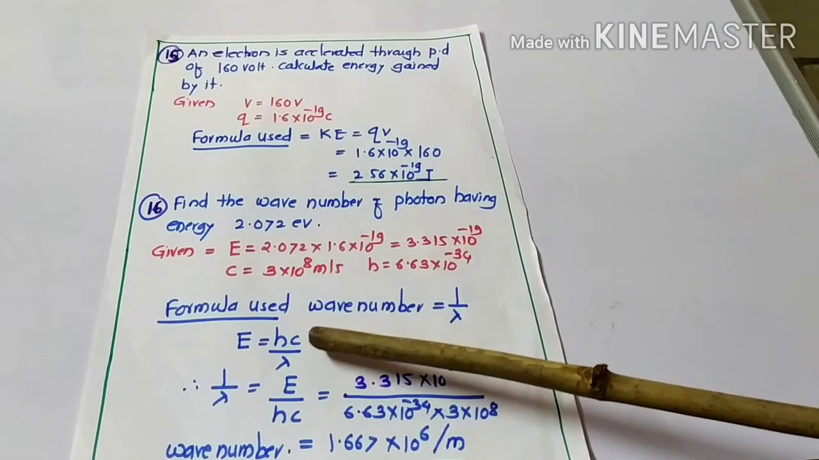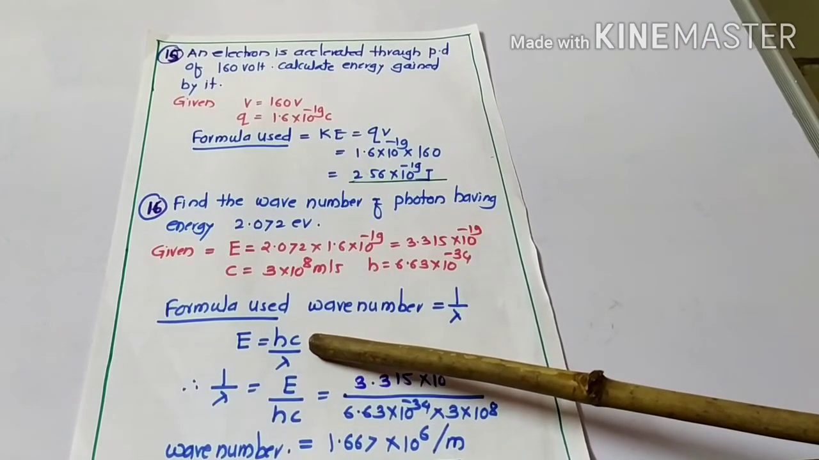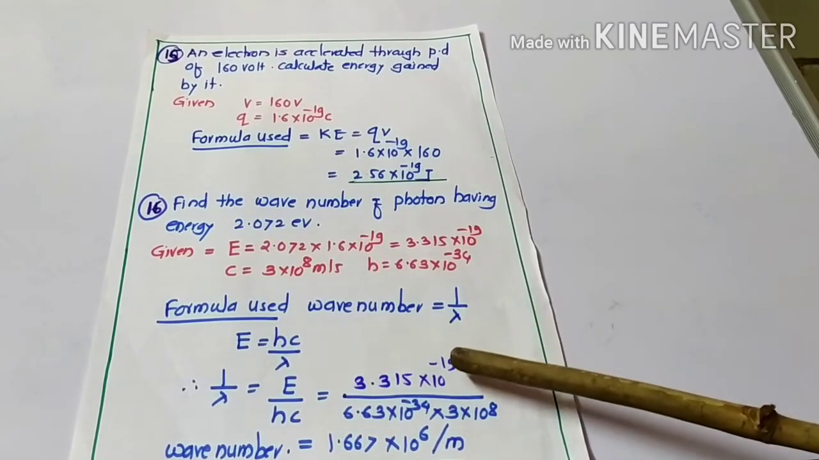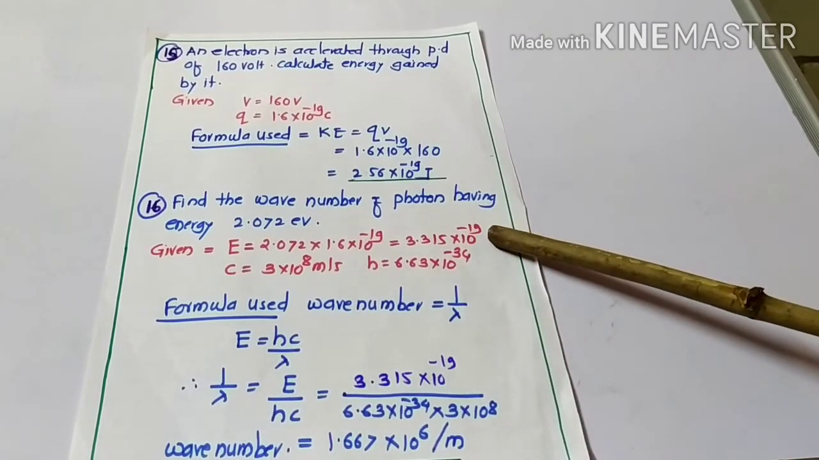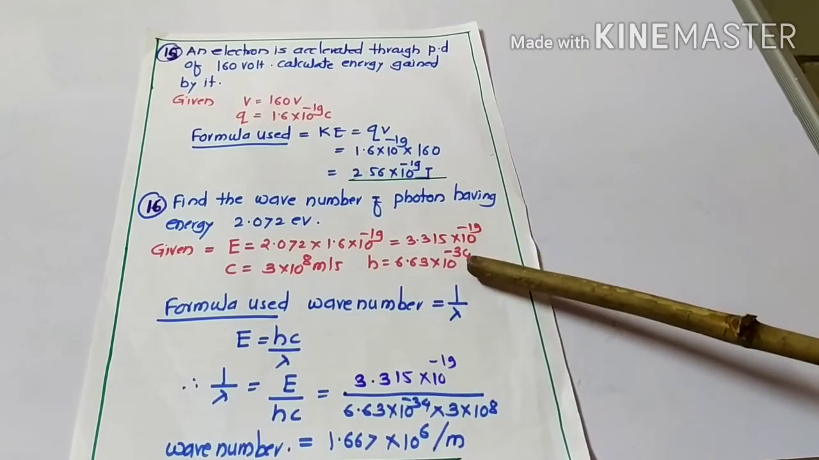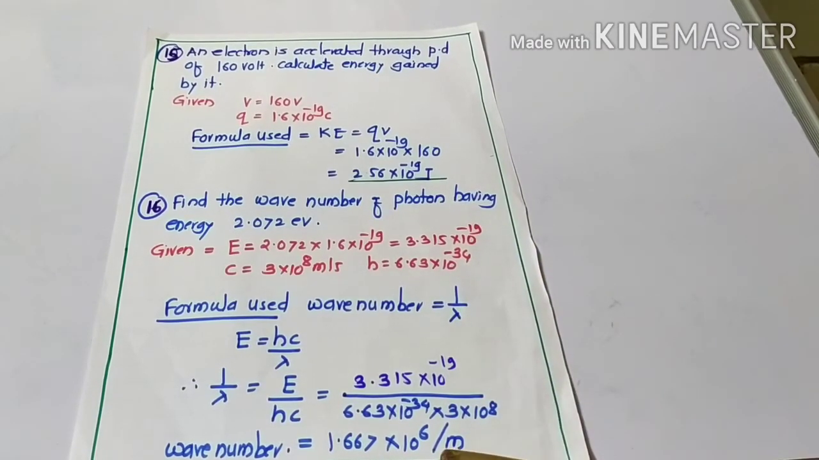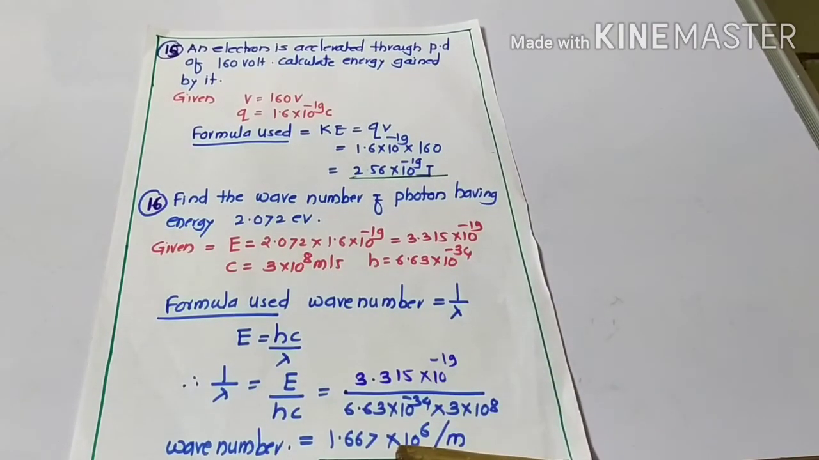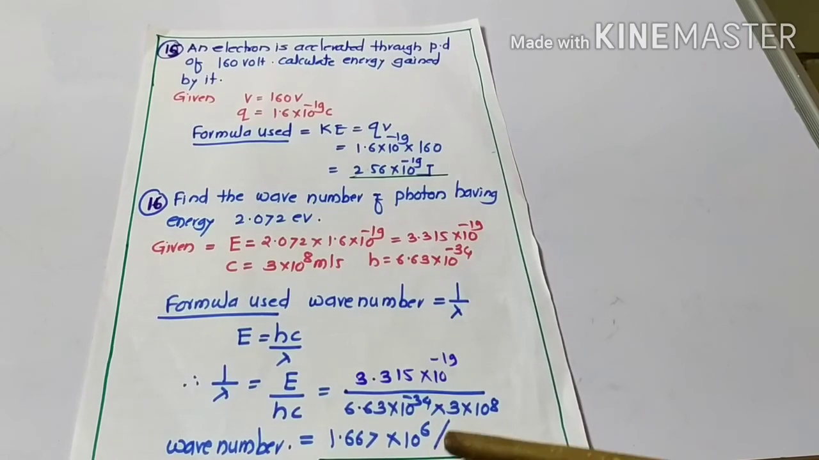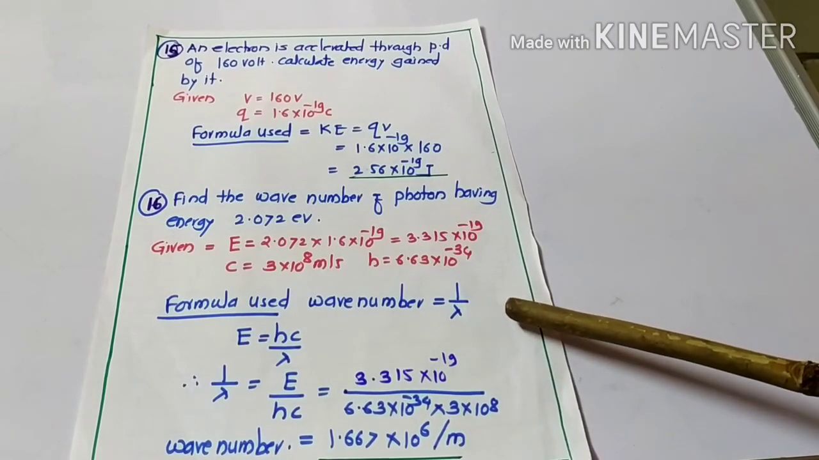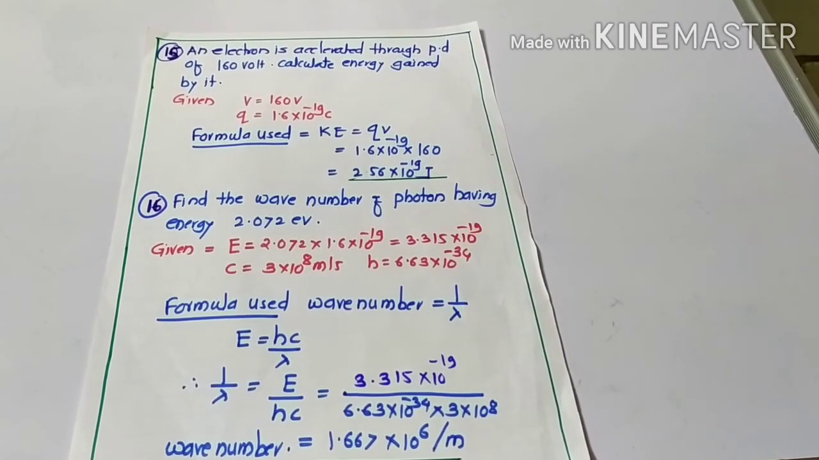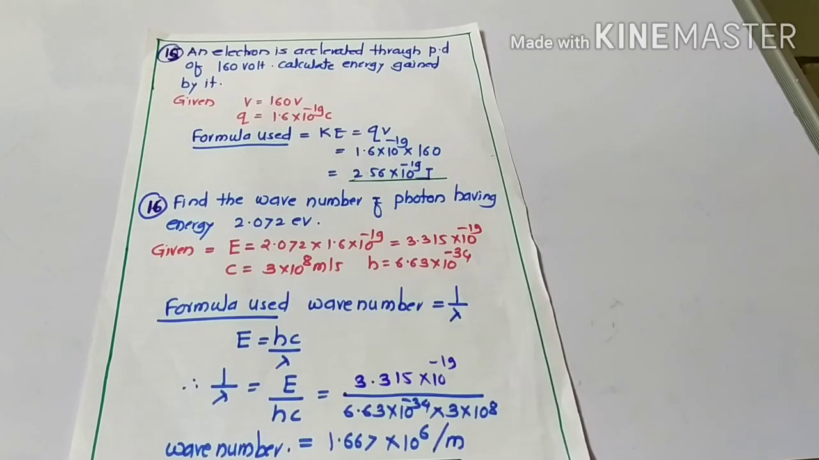From this formula we have to find 1 upon lambda. E is given, divide it by hc, that is E divided by hc. Putting the value of E and hc, 3.315 into 10 raised to minus 19 divided by hc, the answer is wave number 1.667 into 10 raised to 6 per meter. If the unit of wavelength is meter, then the wave number is per meter. So the wave number is 1.667 into 10 raised to 6 per meter.